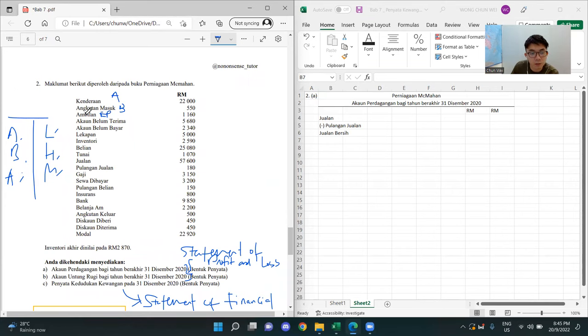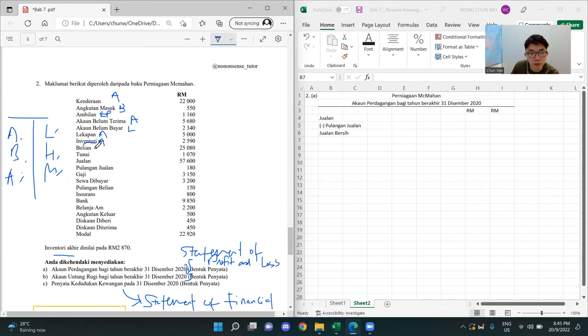Okay, because bilang all this is under equity pemilik. Then, account belum terima asset. Account belum bayar liability. Betul tak? Lengkapan asset, inventory, asset. And this inventory is a inventory awal. Yeah, I told you before, right? Inventory awal. This inventory akhir kat sini.